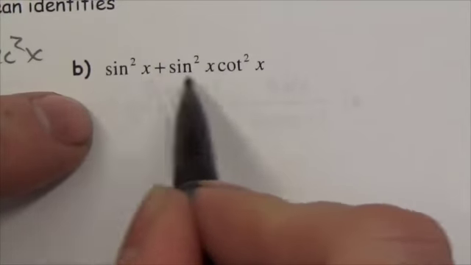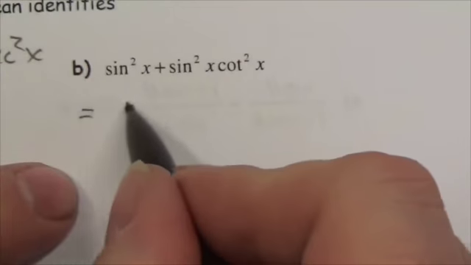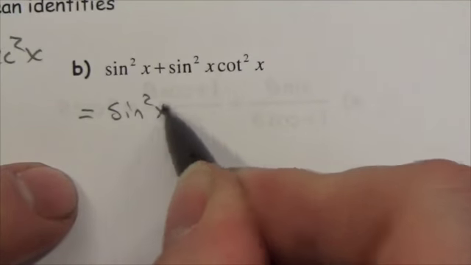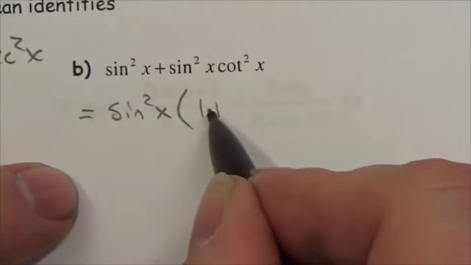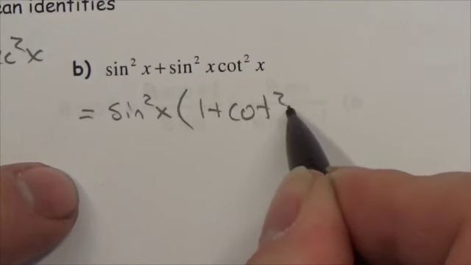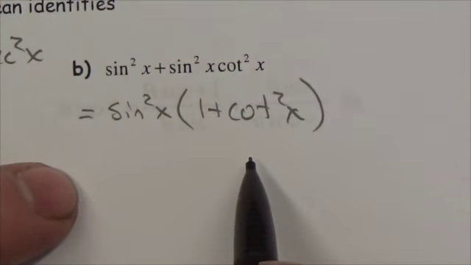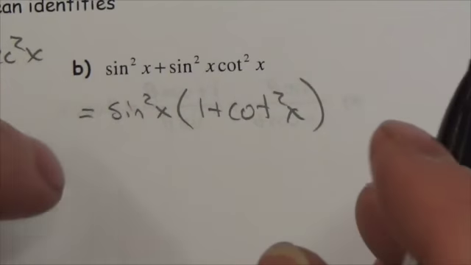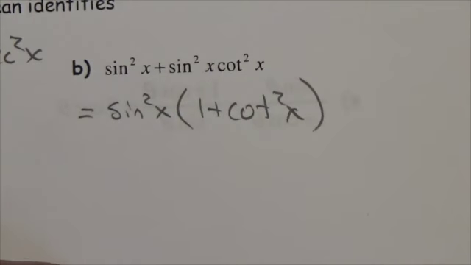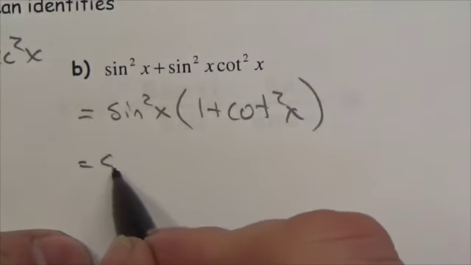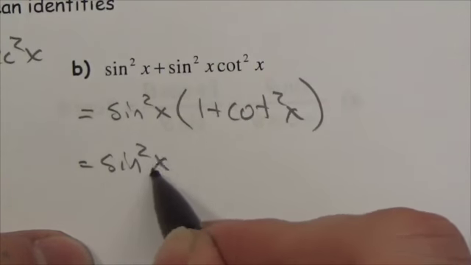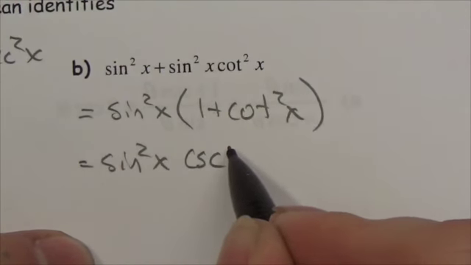And notice that I've got a common sine squared to both of those terms. So I can factor out that sine squared, and then I'm left with 1 plus cotangent squared. Now I go back and I think, do I see a Pythagorean identity? And yes, I do. The 1 plus cotangent squared is the same as the cosecant squared.